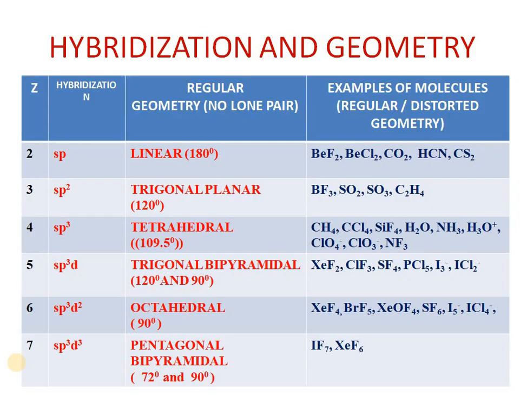Let us start. These are certain examples I have given. If Z is 2, the hybridization will be sp, linear, and examples have been given. Similarly, sp2 trigonal planar, sp3 tetrahedral, sp3d trigonal bipyramidal, octahedral, pentagonal bipyramidal, and the angles.